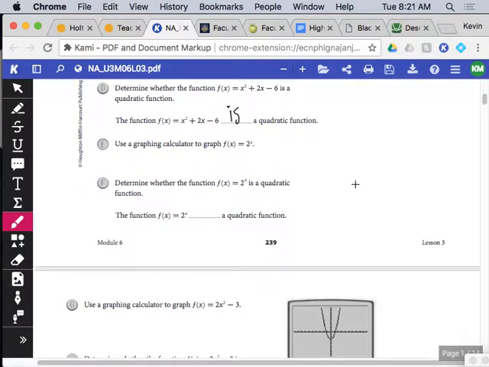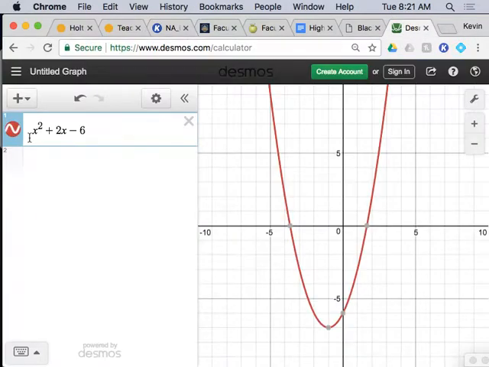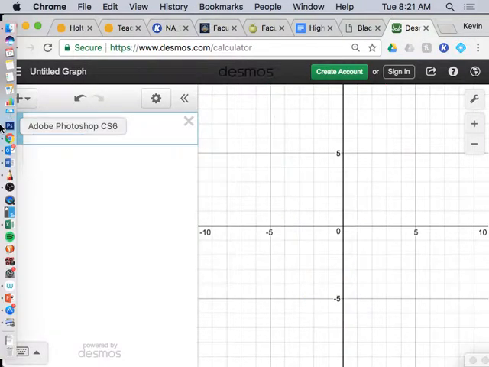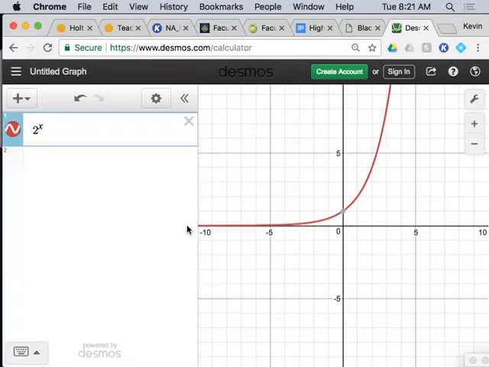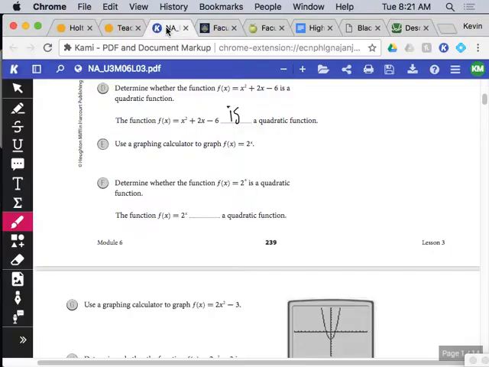Next one, 2 to the x. Is that an x squared? Is 2 to the x the same thing as x squared? Sure is not. So should this be a quadratic function? No. In fact, it's called an exponential function. And let's take a look at the graph. Is that a parabola? No, that's not a parabola. So 2 to the x is not a quadratic function. Simple as that.